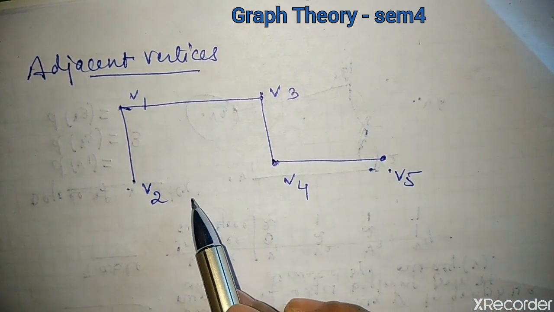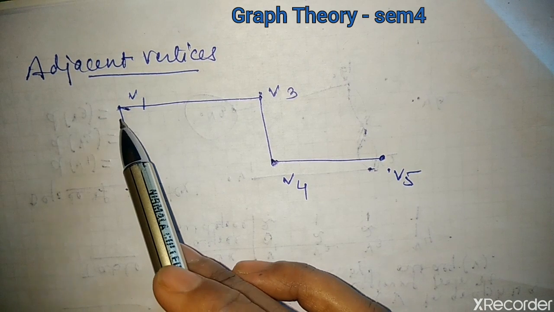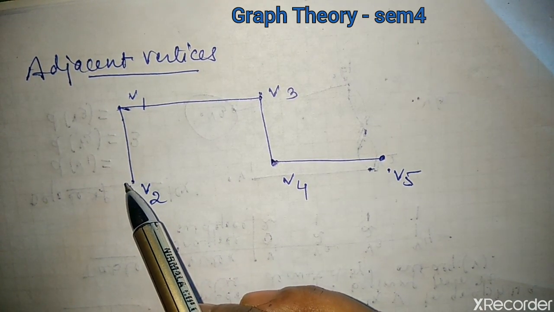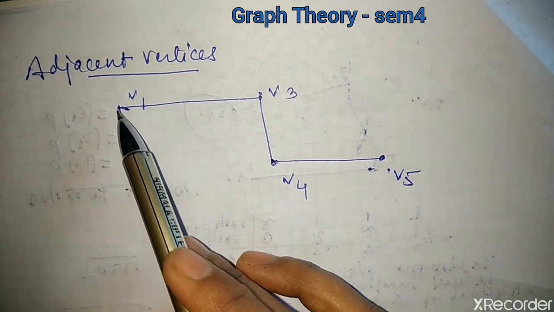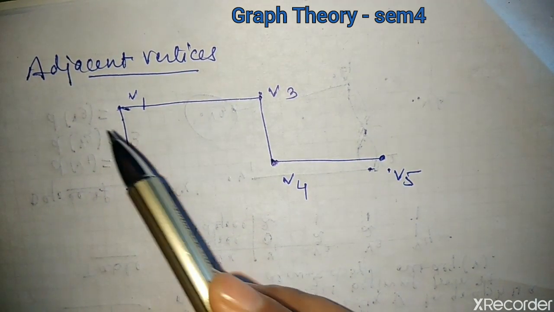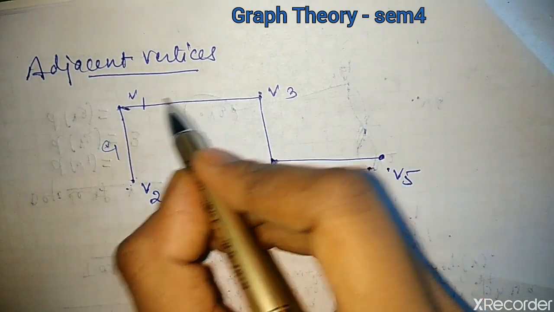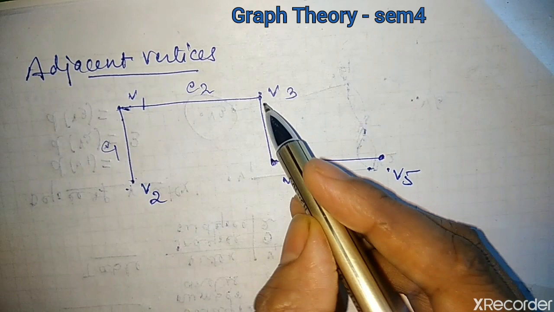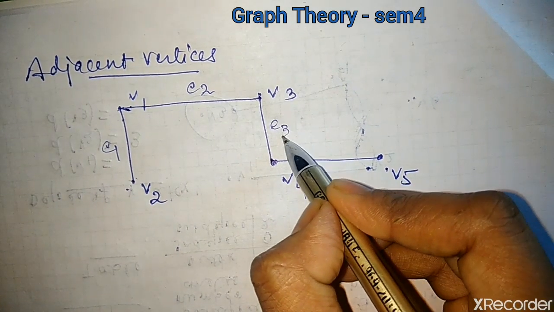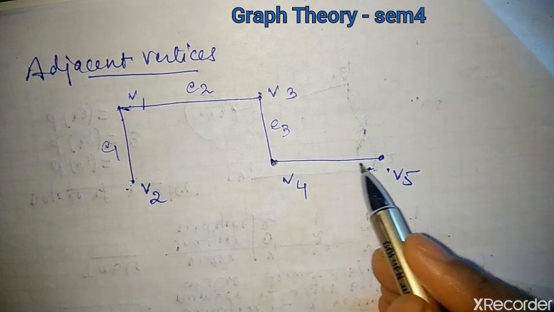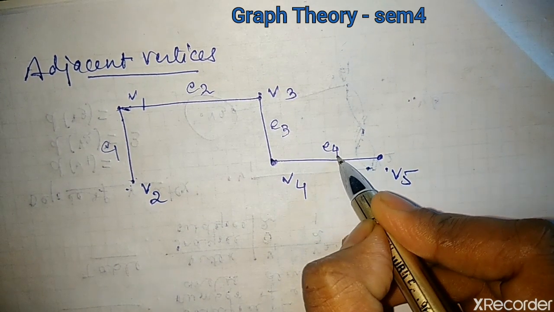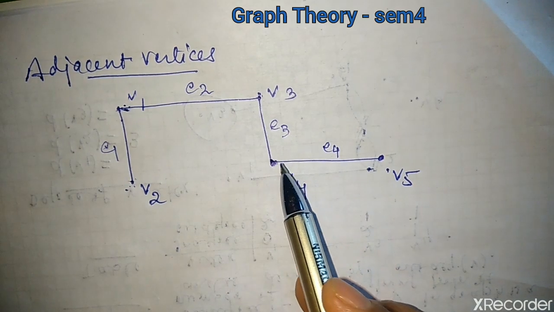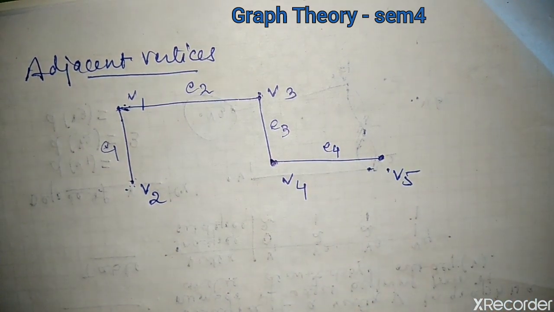So here in this figure, we will say that V1 and V2 are adjacent vertices. Why? Because V1 and V2 are connected with an edge, say it is E1. While V1 and V3 are connected with again an edge, say E2. V3 and V4 are connected with an edge E3. V4 and V5 are connected with an edge E4. So here V1, V2, V1, V3, V3, V4 and V4, V5 are adjacent vertices.